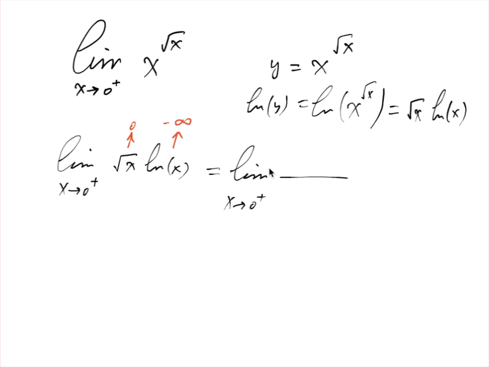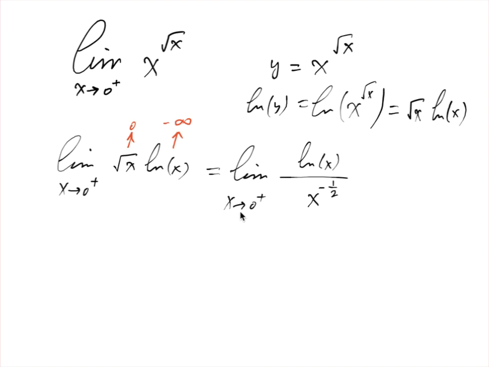So I'm going to keep ln of x in the numerator, and then square root of x I can write as a power in the denominator. In the numerator it is x to the half. So when we move it to the denominator, it becomes x to the negative half.